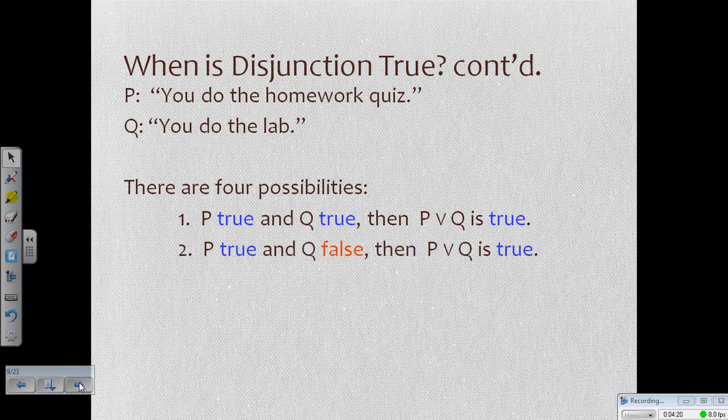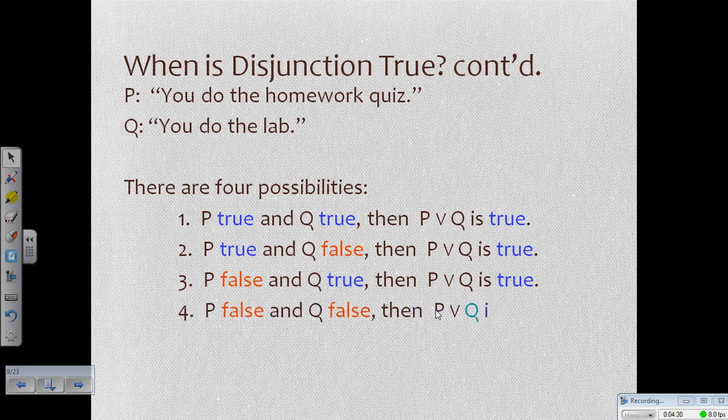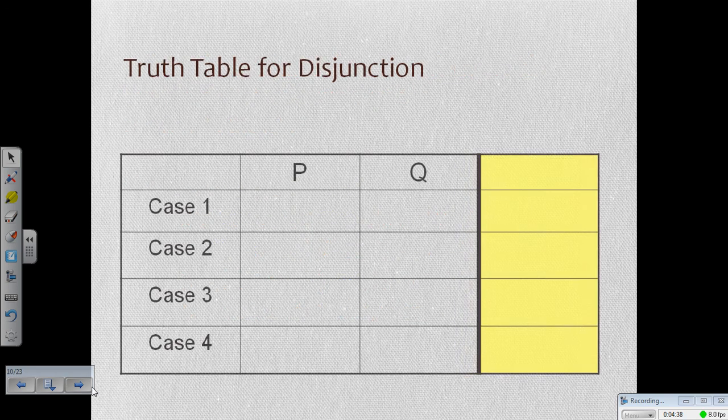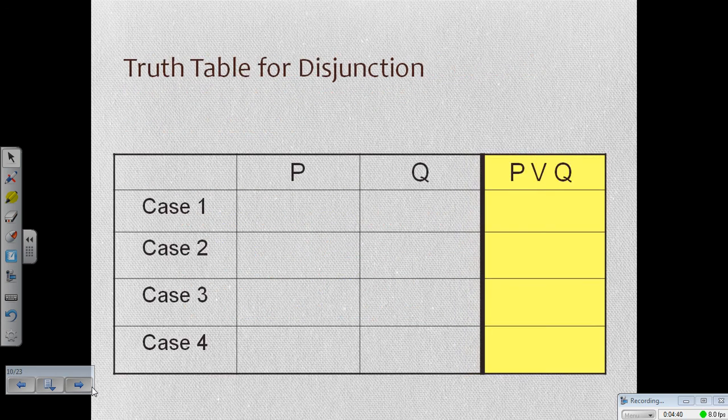If P is true and Q is false, that's still okay because you can still do this homework quiz. And if now you can't do the homework quiz, but you can only do the lab, then P or Q is true. But if you can't really do either of them, and I said you could, then the whole statement is false. For a disjunction, your P or Q statement is going to be true when at least one of the individual statements is true. So if they're both true, it's true. If one is true and one is false, it's going to be true. But if they're both false, it's false.